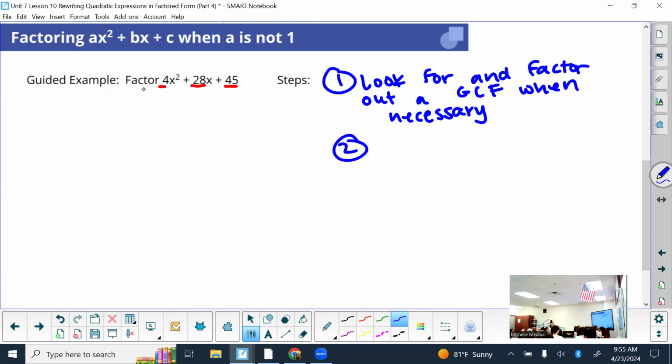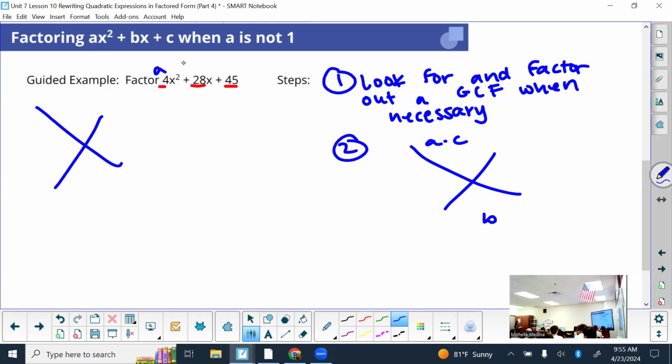Which, if it's a trinomial, you will still use the diamond method. We'll just have some additional steps after this. But setting up your diamond is still gonna be the same. You're still gonna want A times C on top. So in this one, my A is 4. My C is 45, so I'm gonna do 4 times 45, which is 180, that'll go on top of my diamond.